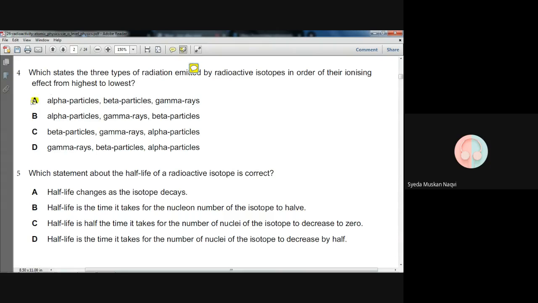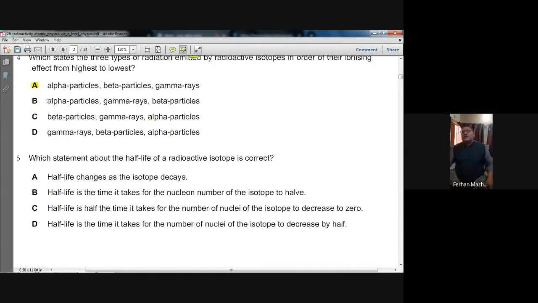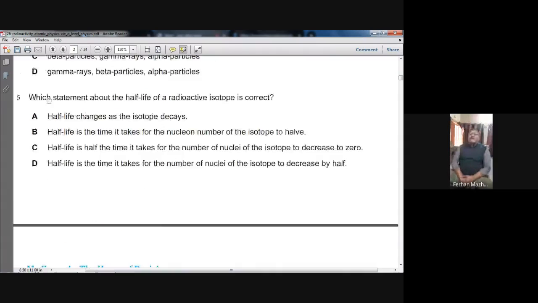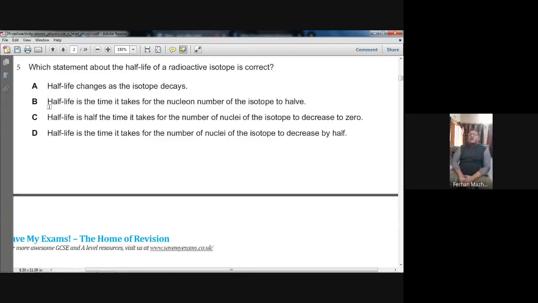A is the right answer. Question number 5. Which statement about the half-life of a radioactive isotope is correct? In the half-life, the original sample of the radioactive isotope decays, and only half of the sample decays in that time. Half-life is the time it takes for the nucleon number of the isotope to halve.